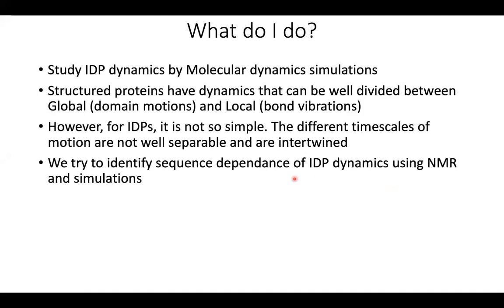And then we try to identify the sequence dependence of IDP dynamics. What does sequence dependence mean? It means if we can identify that certain IDPs are moving faster than others, we try to know why, or if something is moving slower, we try to identify what's the sequence behind that. We can do that either by using molecular dynamics simulation or by using NMR. NMR is again a very vast technique. I'm not going to go into that, but we do some kind of NMR studies. Let me see if I can show something.